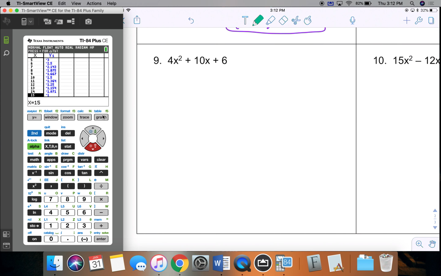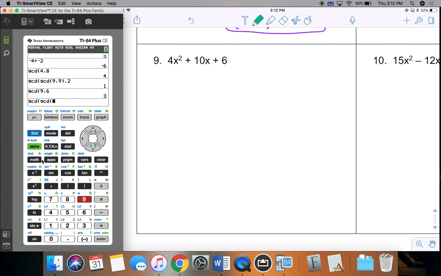Problem 9, I see none of these are prime numbers, so let me just double check. Math right 9. I'm looking at 4 and 10 and also 6. Oh, sorry, that's 20. And they do share a 2, so I will need to divide out a 2 from all of these. 4 divided by 2 is 2, 10 divided by 2 is 5, 6 divided by 2 is 3. So my G in GCF is 2.